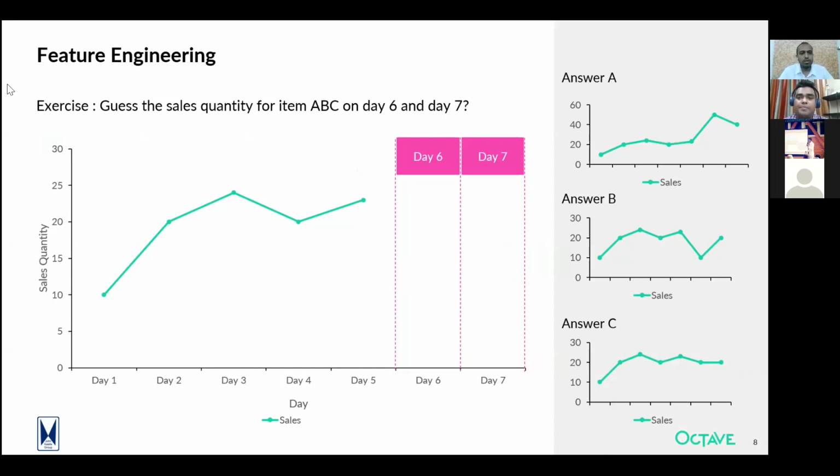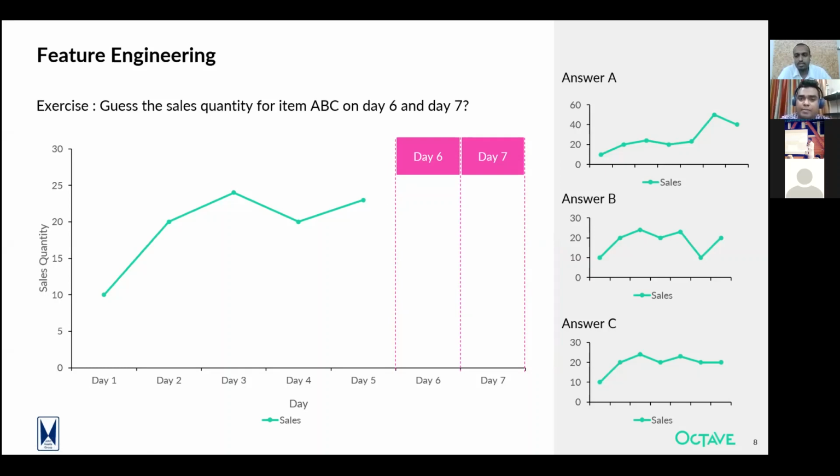So moving on, we'll move to another exercise. Here we have a graph which represents the sales quantity day wise. I want you guys to figure out what would be the sales for this particular item ABC on day number 6 and day number 7. As you can see, we have a bit of low sales on the first day, then it has increased, and from day number 4 it has gone down to around 25 on day number 5, right? So the question is to figure out what the sales would be for day number 6 and day number 7.